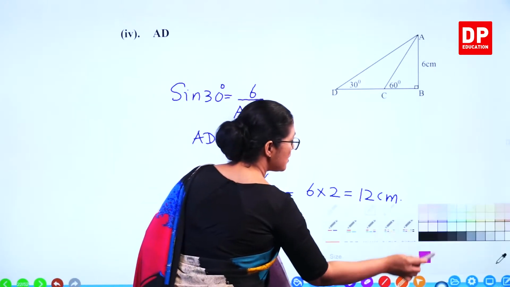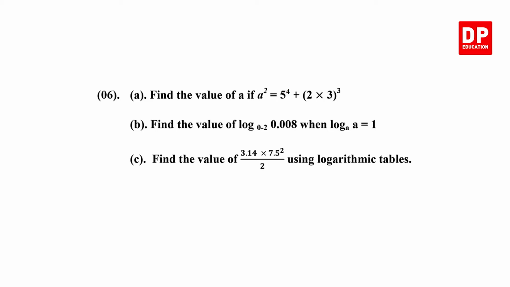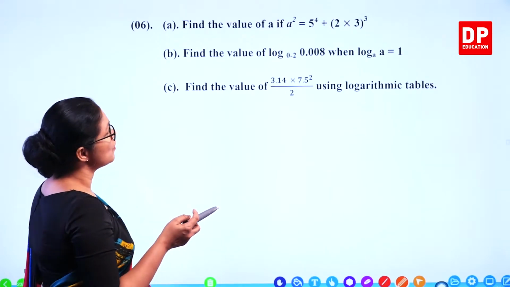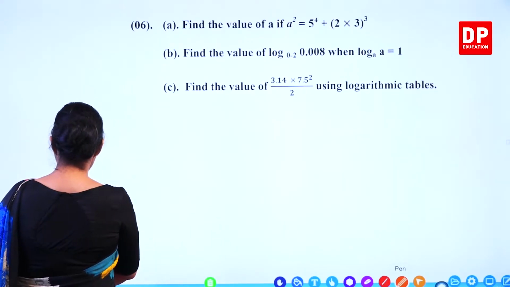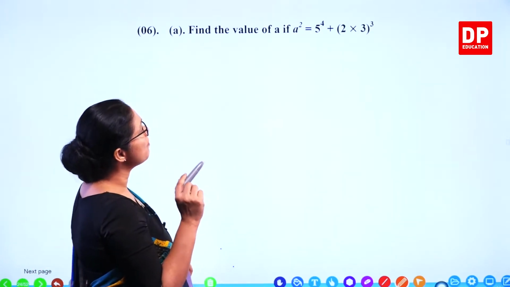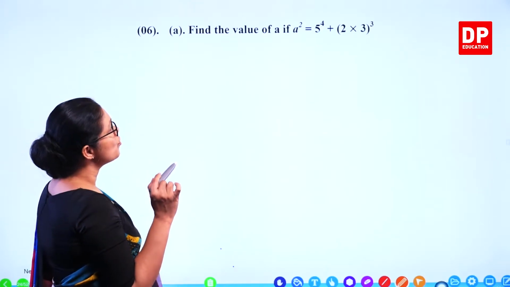So we gave 10 marks for the whole thing. Question number 6. So you get indices, logarithms, and you have to use the logarithmic tables for the next question. Let's do the first one. Find the value of a if a squared is 5 to the power 4 plus 2 into 3 to the power 3.